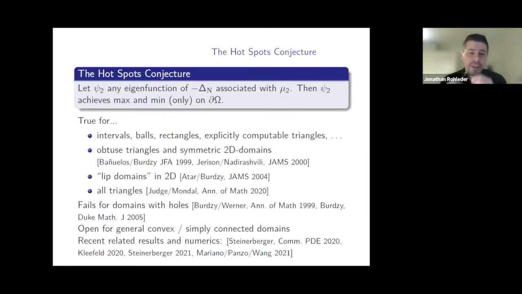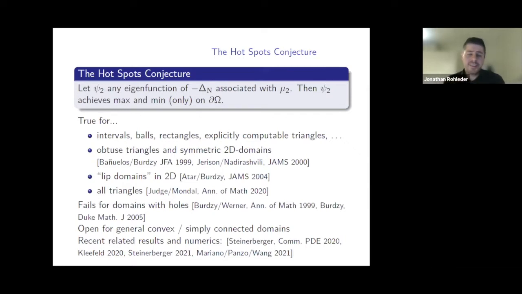What one should point out is that most of the results are basically due to 2 different classes of techniques. One of them, that amongst others, all the results that Burdzy was involved in, are results based on probabilistic techniques. There's another class of results, like the work of Jerison and Nadirashvili, or the work by Judge and Mundell, that works by tracing critical points of eigenfunctions under perturbations of the domain.